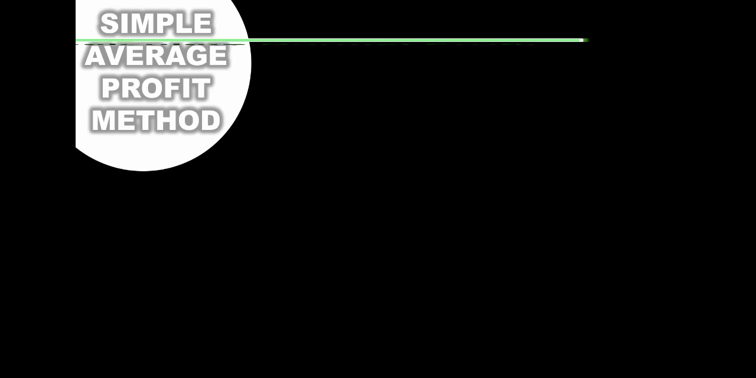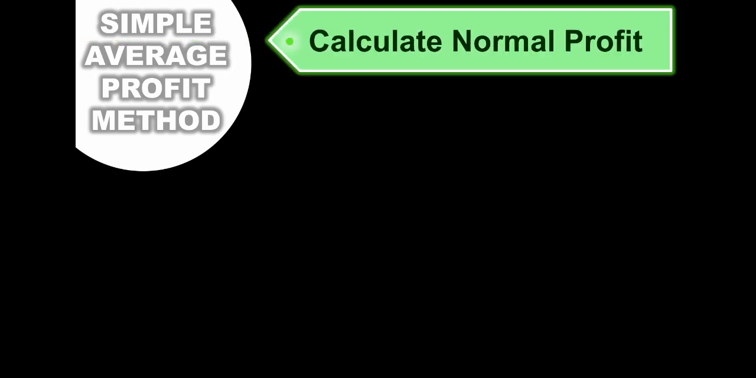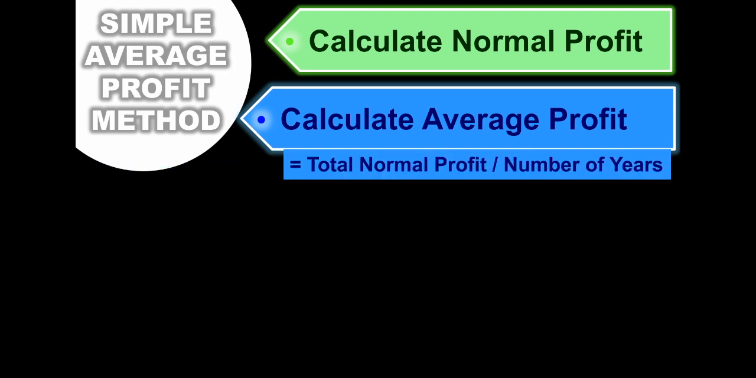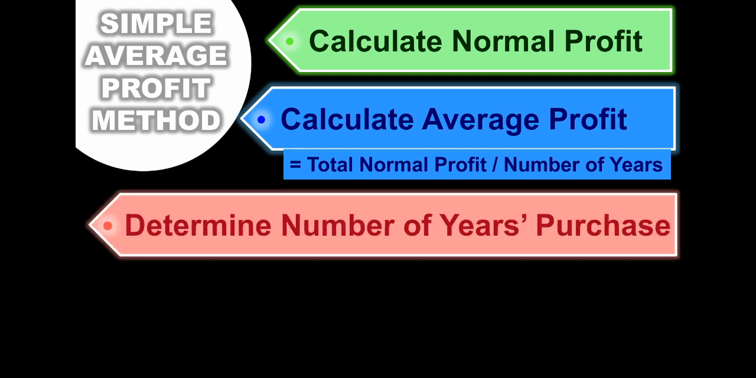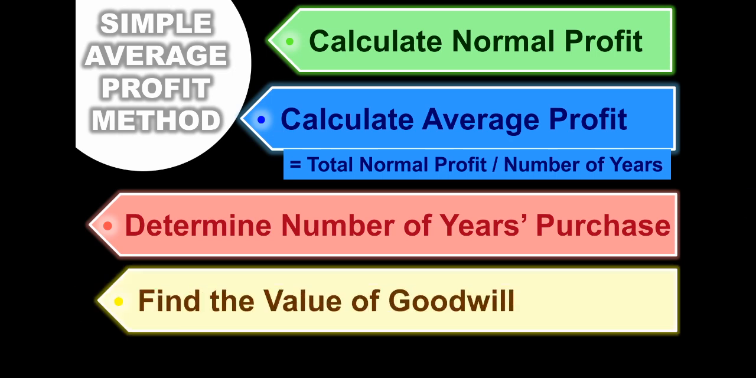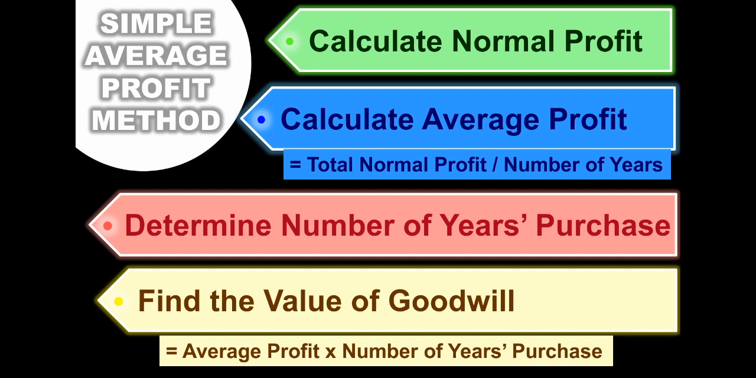First, calculate normal profit by adjusting abnormal gains and abnormal losses. Then, calculate average profit by dividing total normal profit by number of years. Then, calculate or determine number of years purchase. Here in class 12, it is already given in the question, so we need not calculate this. Then find the value of goodwill by multiplying average profit by number of years purchase.